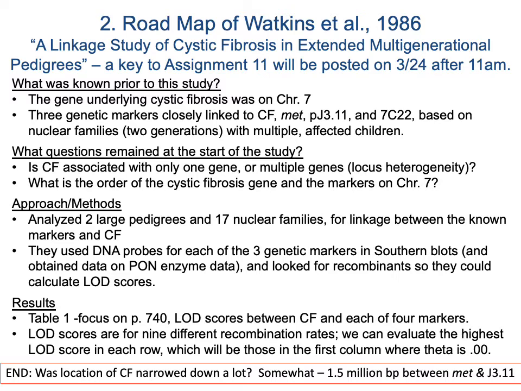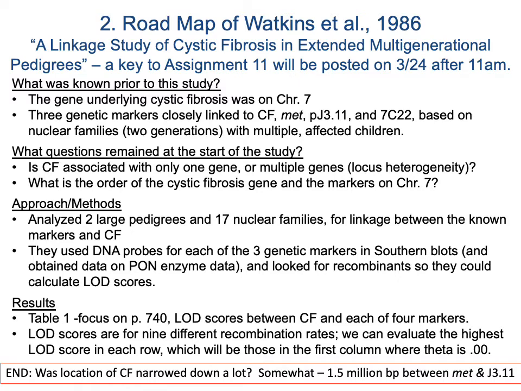So what questions remained at the start of this study? Well, there was still some question as to whether or not cystic fibrosis disease is associated with only one gene, or could it be associated with multiple genes? And that would be locus heterogeneity. They also were still grappling with the precise order of those different markers and the cystic fibrosis gene along chromosome 7. So in this study, they analyzed 2 large pedigrees and 17 nuclear families, and they were looking for linkage between these markers and cystic fibrosis.